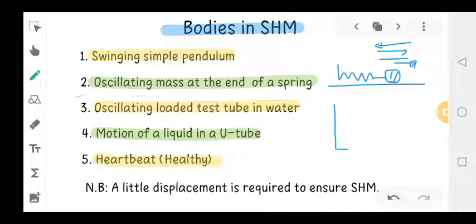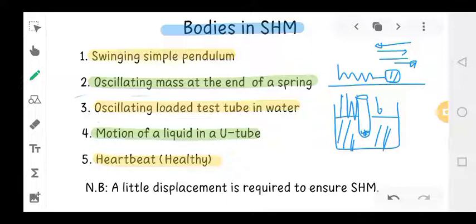If we get water in a beaker and load a test tube with some lead shot so that it can keep in place, and you dip it a bit, little displacement is very, very important. This is a liquid. If we push it in a bit, then this test tube will oscillate in water, going up and down, up and down, up and down.